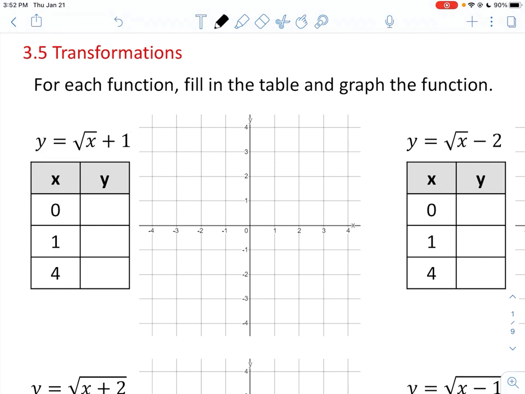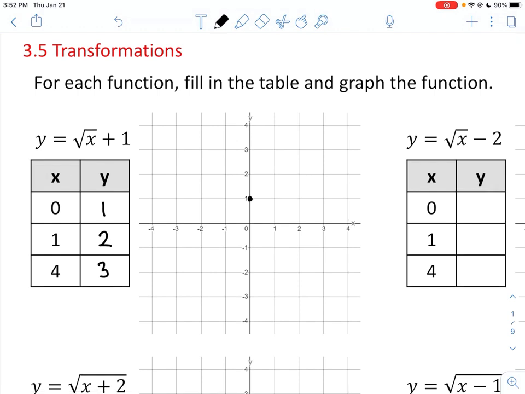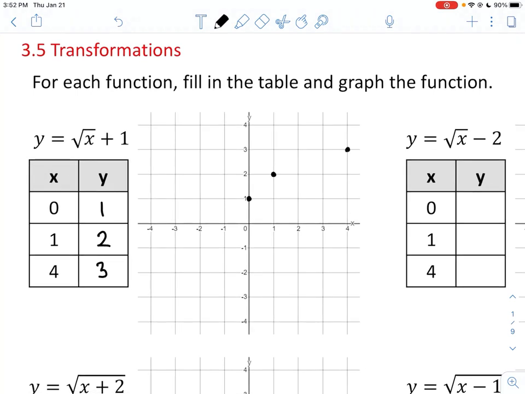Plug in 0 for x. Square root of 0 is 0, and then add 1 makes 1. Now plug in 1 for x. Square root of 1 is 1, and then add 1 is 2. And plug in 4 for x. Square root of 4 is 2, add 1 is 3. Notice that without the plus 1 there, these would all be 1 less. So the net effect of putting the plus 1 there has raised all the y coordinates by 1 point from the parent. So we're going through (0, 1), (1, 2), and (4, 3).